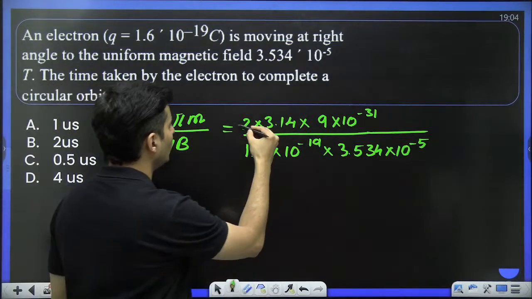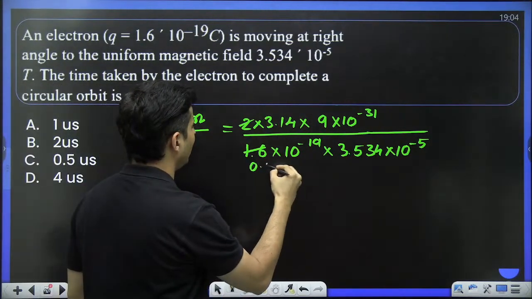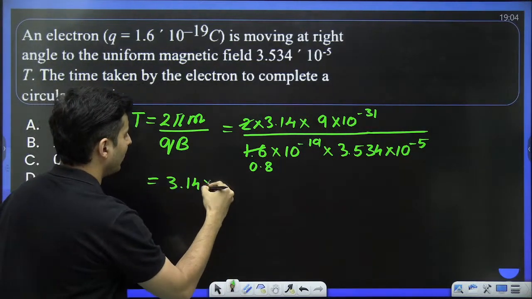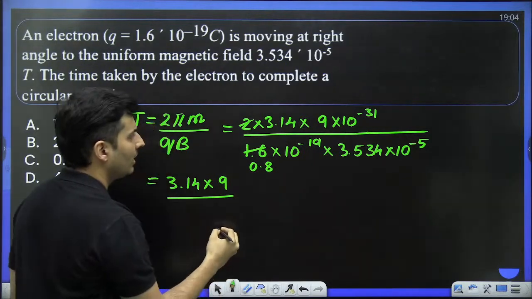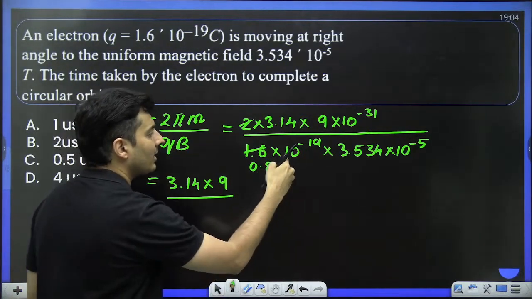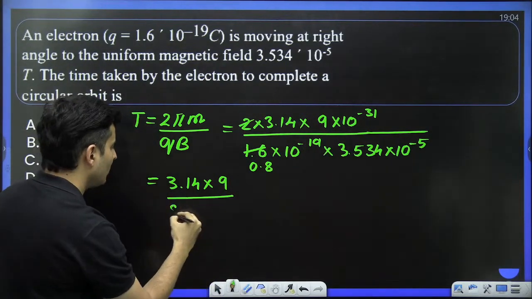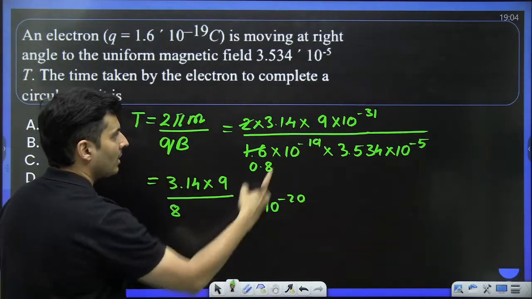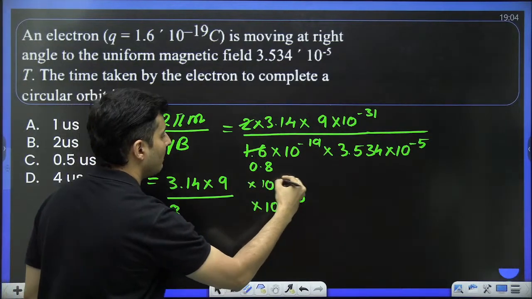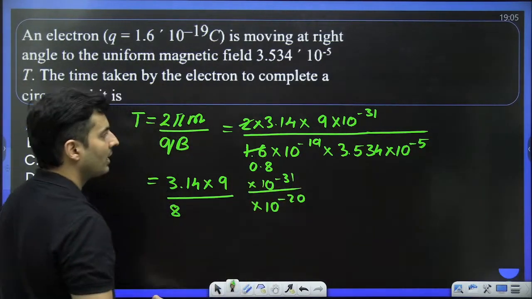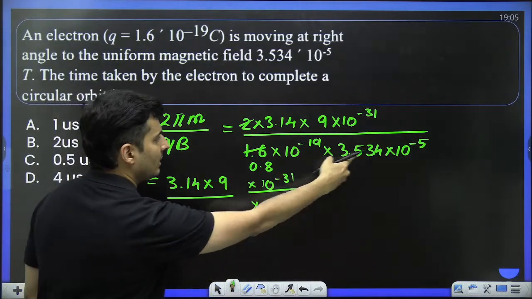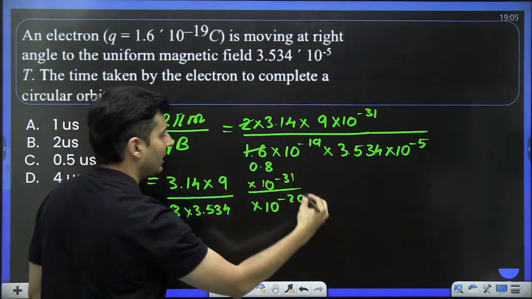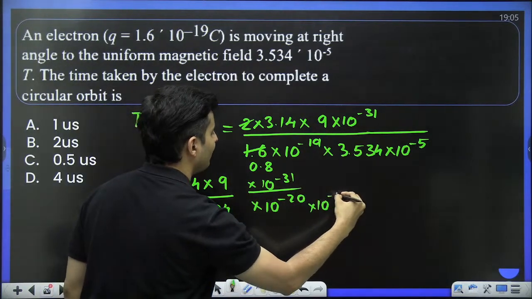Let's do one thing. 2 goes with 1.6 as 0.8. So why not write it like this? 3.14 into 9 divided by 0.8 is 8 into 10 to the power minus 20. So it is 8 into 10 to the power minus 20. On the top, I have 10 to the power minus 31. What else? 3.534 is there. And 10 to the power minus 5 is also there.